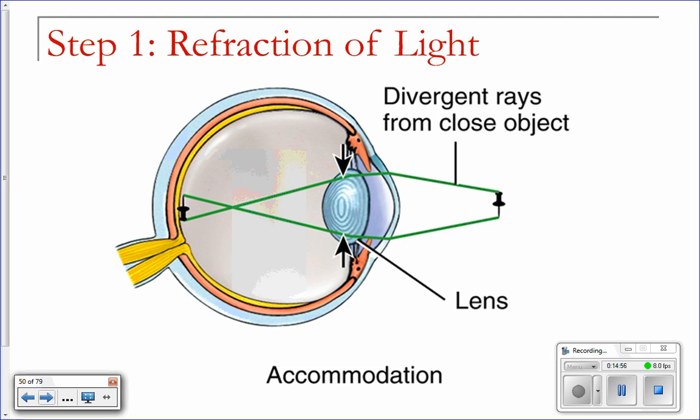Does that make sense? So your lens, in order to focus that image, has to be much rounder to bend the light rays more to accommodate the way the light rays are moving. Does that make sense? Okay. So when you look at things that are up close, these ciliary muscles are actually contracted, which makes the lens rounder.